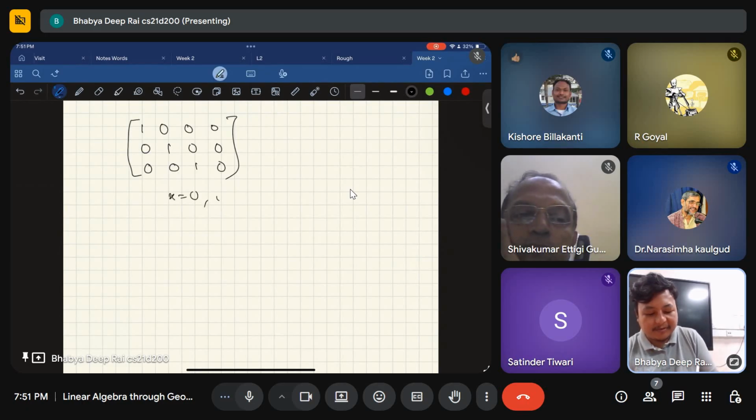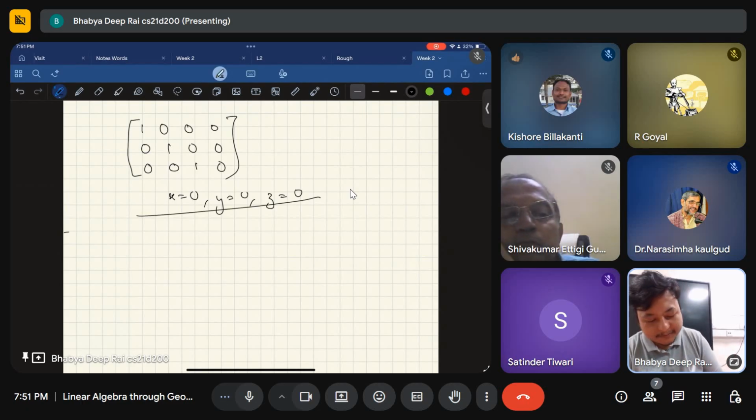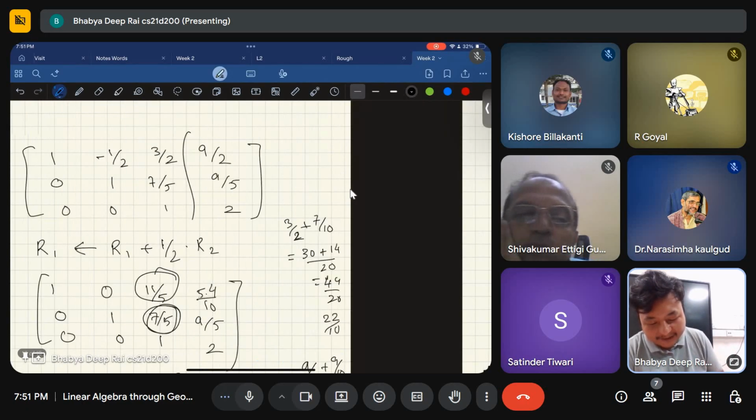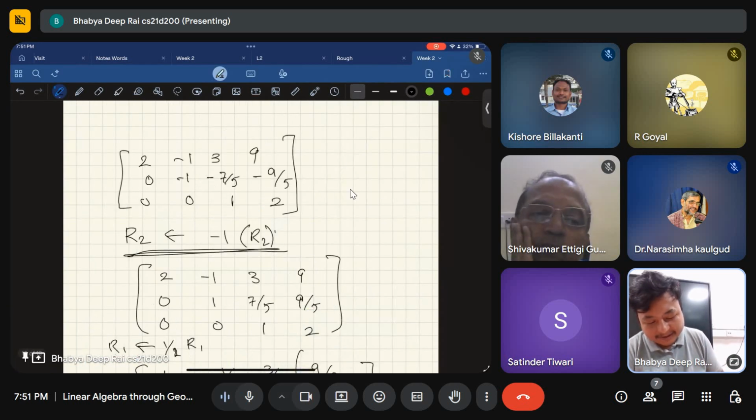X equals 0, y equals 0, z equals 0. So this is what homogeneous will look like. Great. Now, we have very little time, about 9 to 10 minutes. Okay, let's look at the other questions.